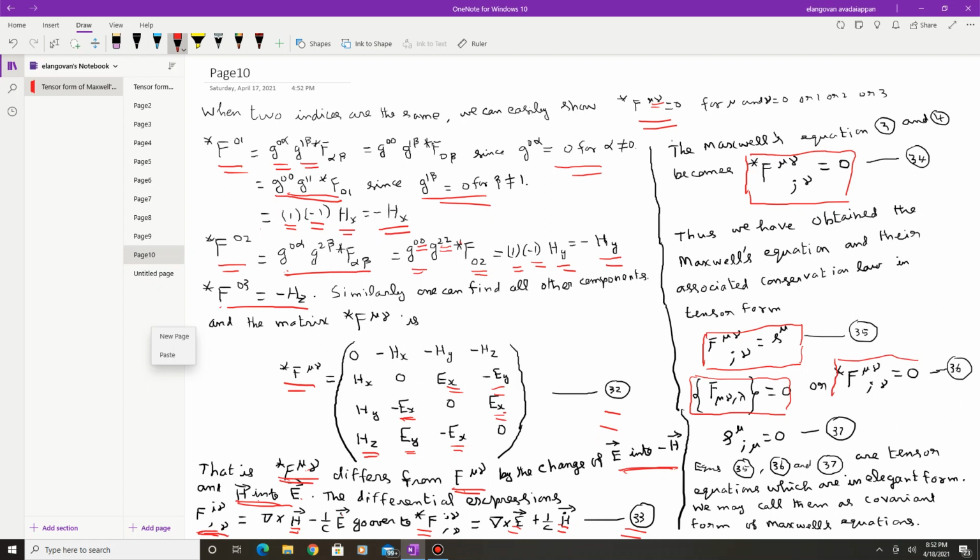This is also a tensor form. This is a dual tensor, and this is the equation of continuity. So equation 35 is Maxwell's equations 1 and 2. This represents equations 3 and 4. And this is the equation of continuity.